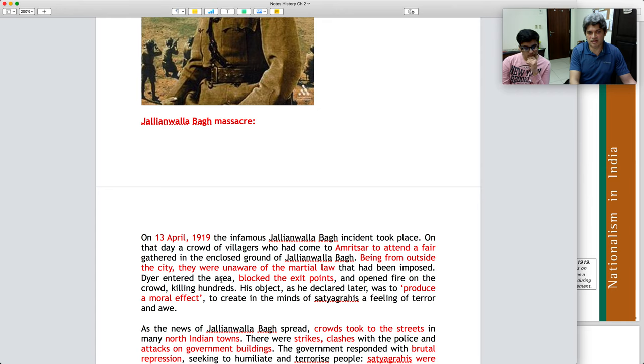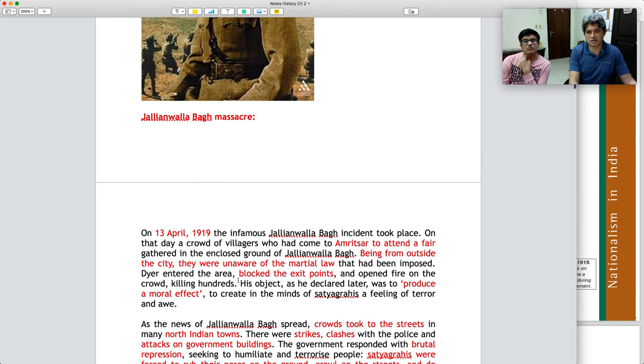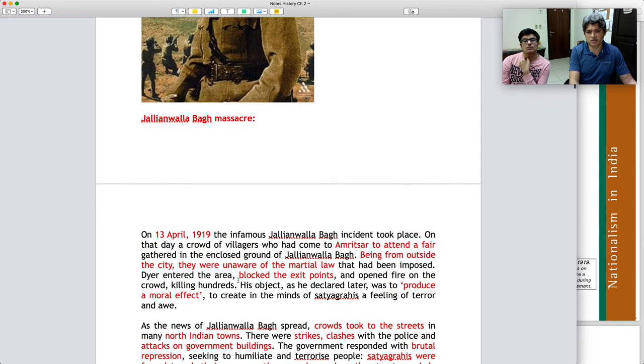Dyer entered the area because he had been deployed there. He was in charge of this area. He wanted to act, and he wanted to send a message to the rest of India. So he blocked the exit point and opened fire on the crowd, killing hundreds. Actually, 379 people died in that, almost 400.